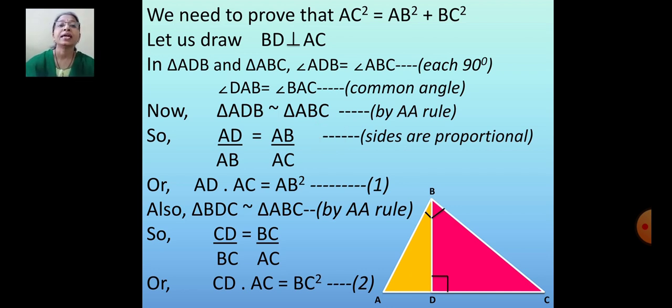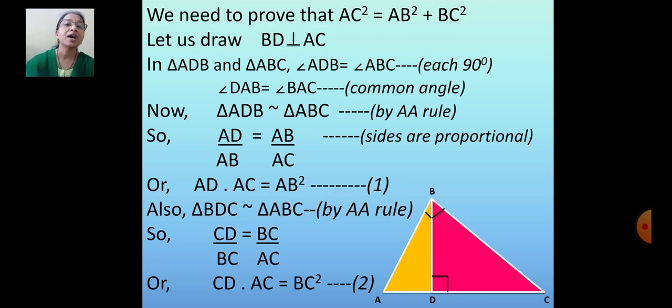So therefore AD upon AB is equal to AB upon AC. Reason: sides are proportional. Now cross multiply. So AD into AC is equal to AB square. Give this as equation number 1.